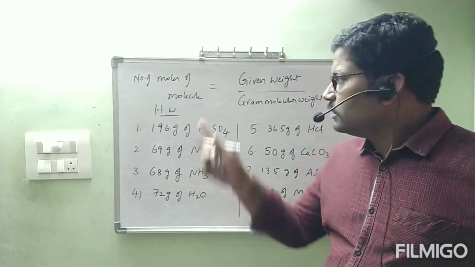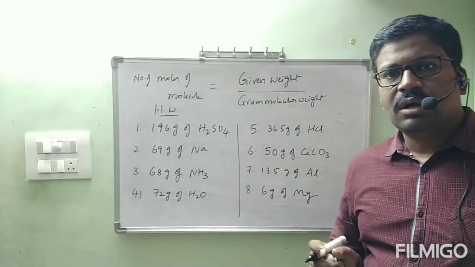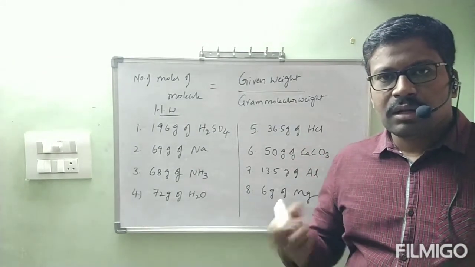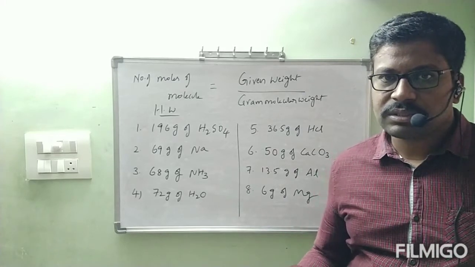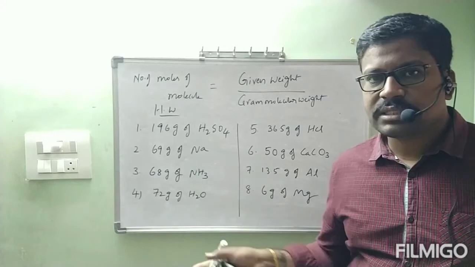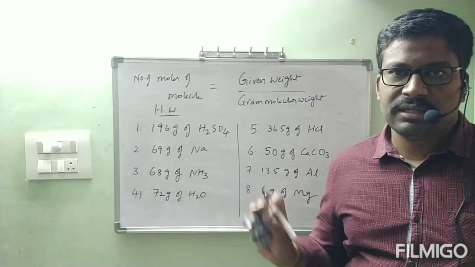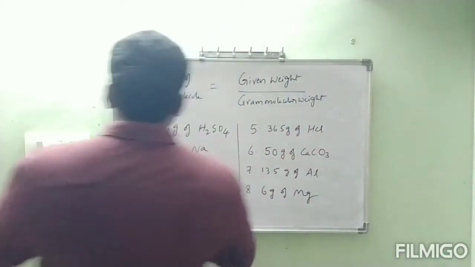Is it okay? This is about number of moles. Are you clear about this one? So we have 2 types, elements or molecules. For an element, what formula we have to use, and for a molecule, what formula we have to use, that is clear. By this we can find the number of moles of anything. Okay, I am going to the next definition.